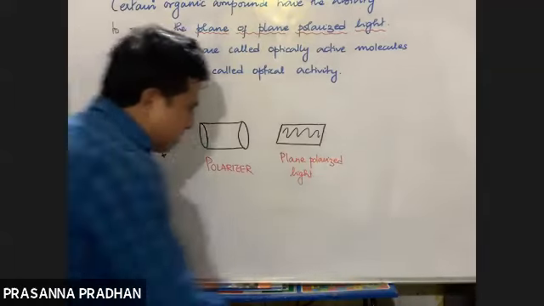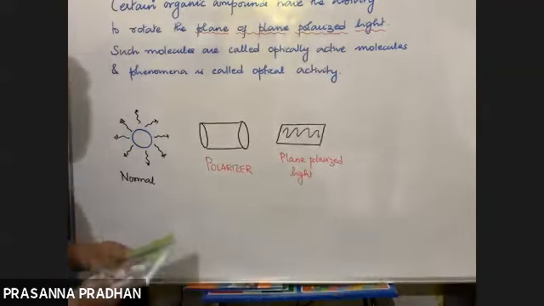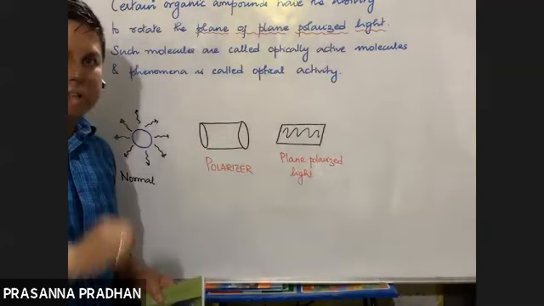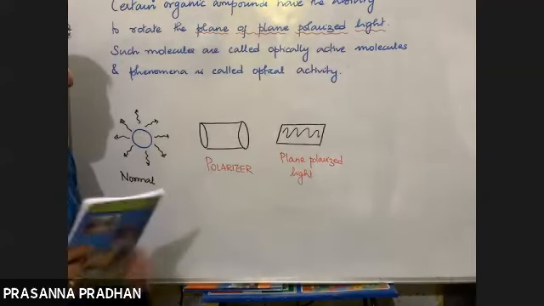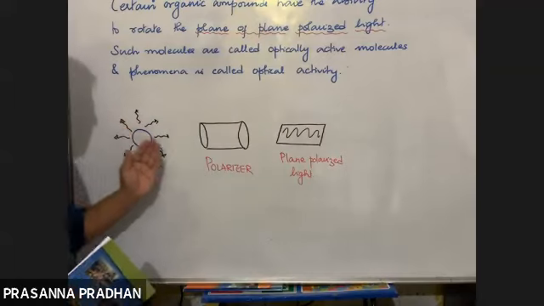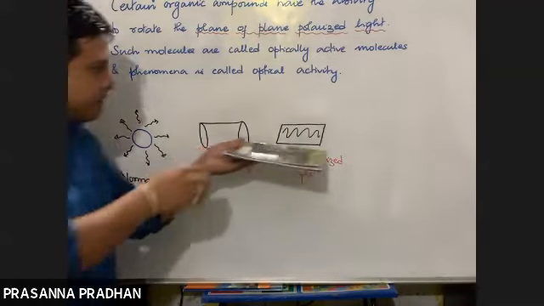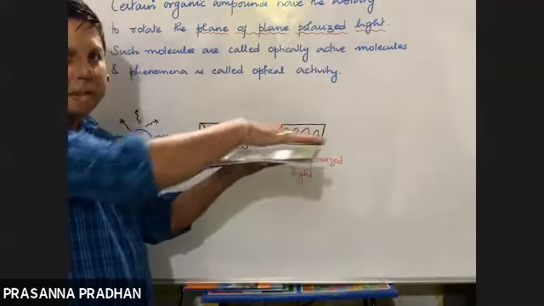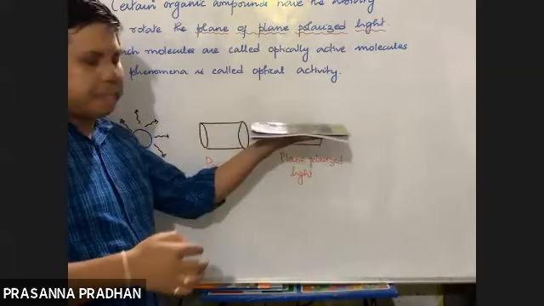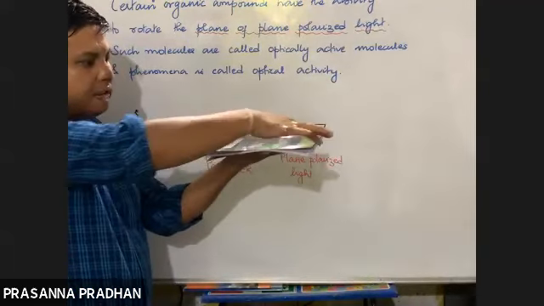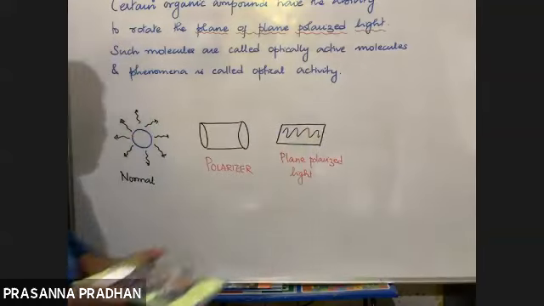Simple. Normally, light vibrates in all the 360 directions, but when it passes through an instrument known as a polarizer, after the light comes out of this polarizer, it will vibrate in only one plane. So there is a plane, and the light will vibrate in only this plane. This kind of light which vibrates in a single plane is known as plane polarized light.